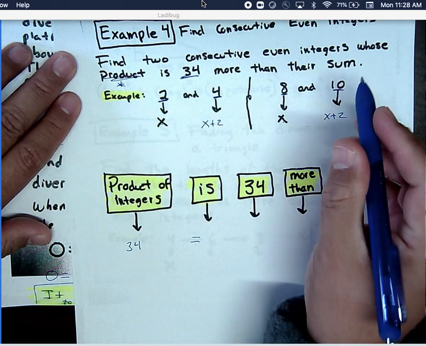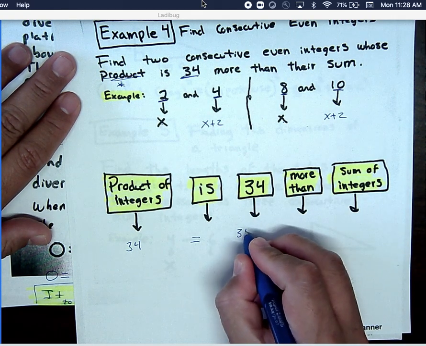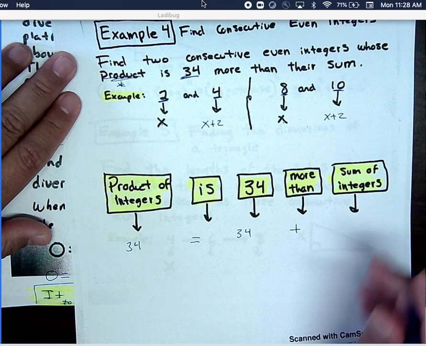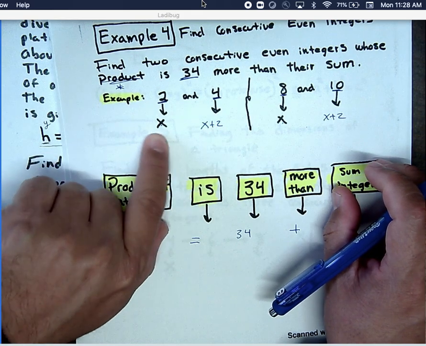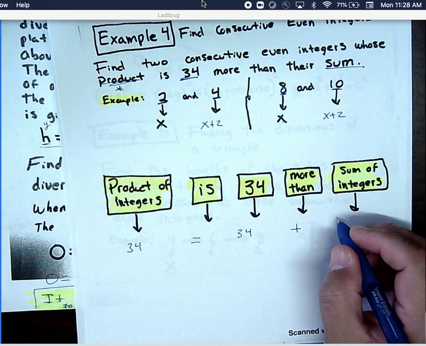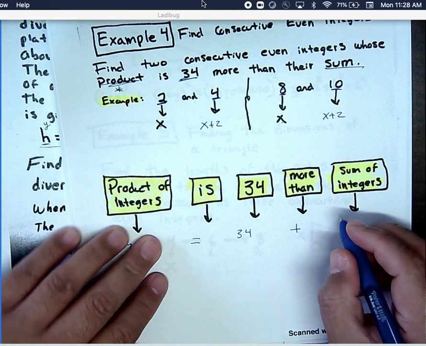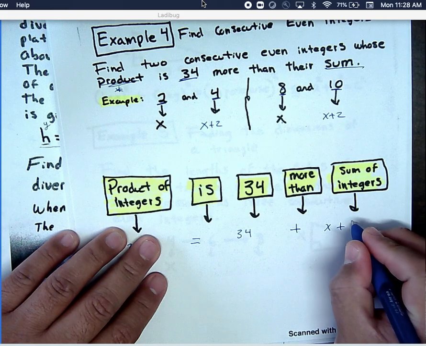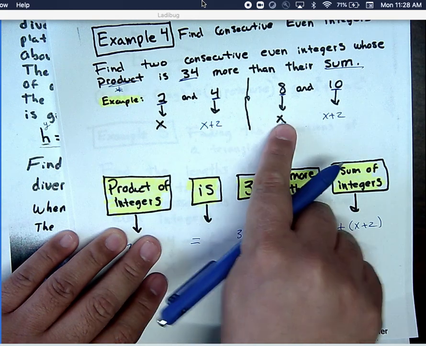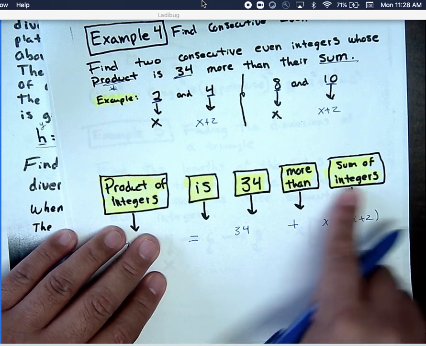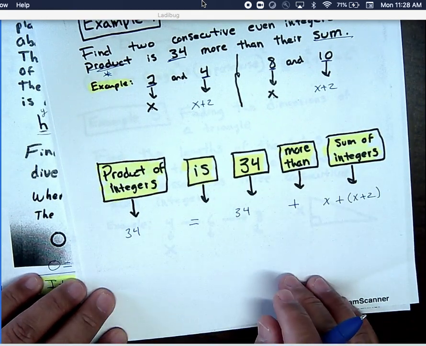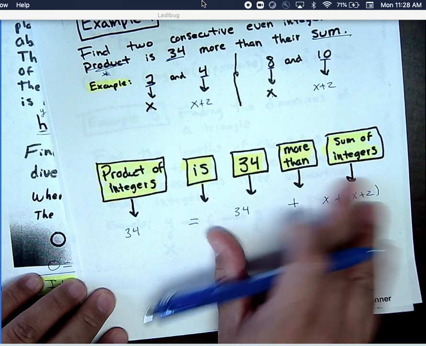So you're going to have 34 again. More than means plus in this case. Then there's the sum of these integers, so you're adding these integers: x plus x plus 2. These are the consecutive even integers. After this, all you have to do is simplify all of this.